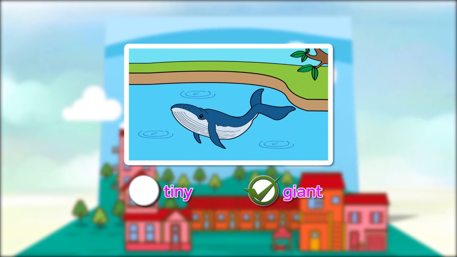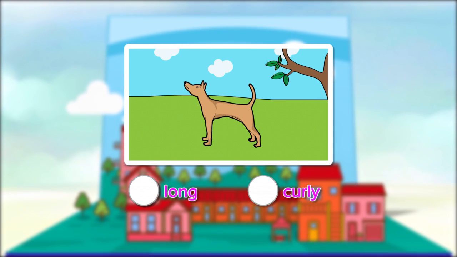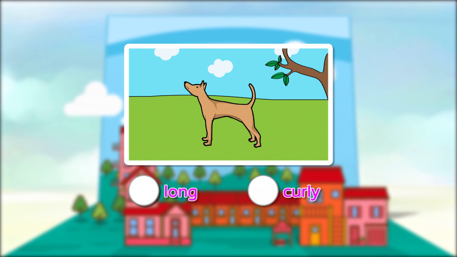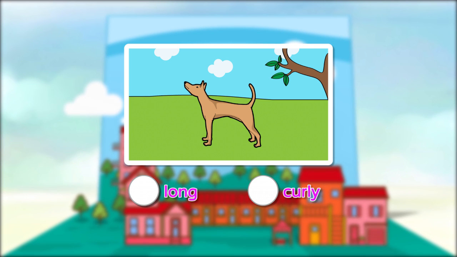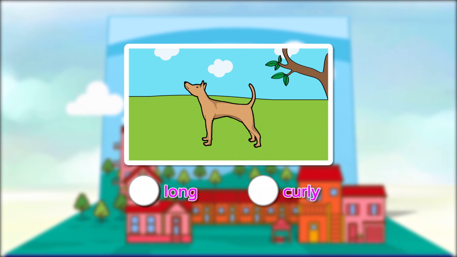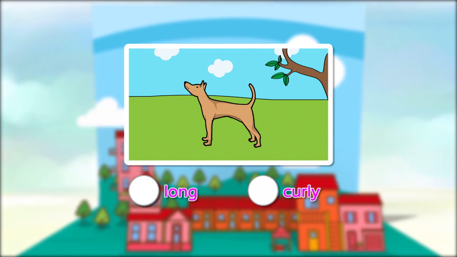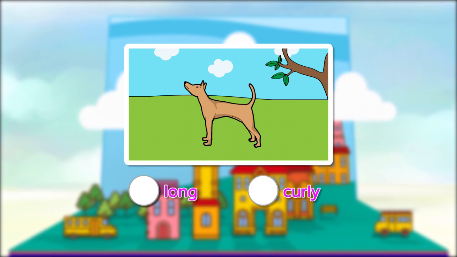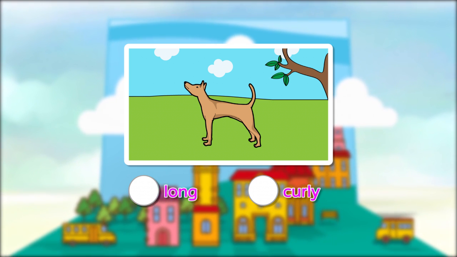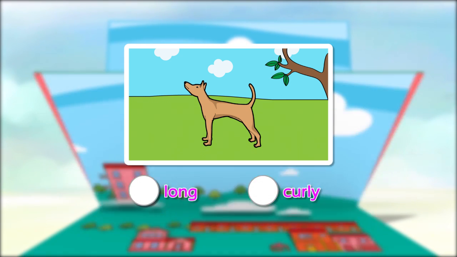And finally, a dog. What kind of a tail does a dog have? Is it long or curly? Long or curly? The correct answer is long.